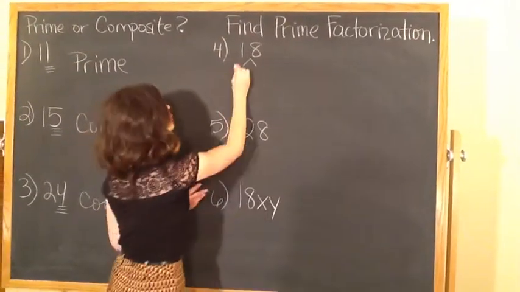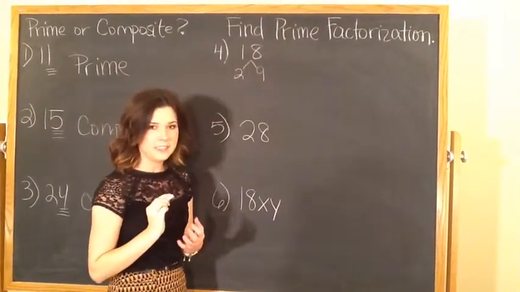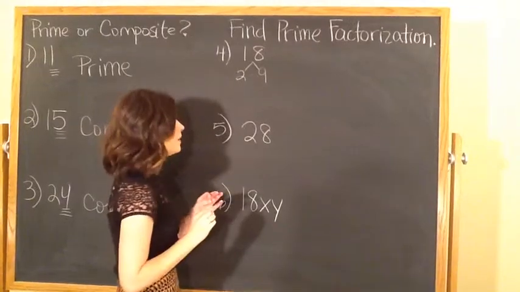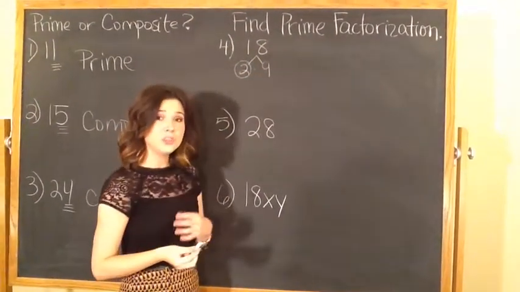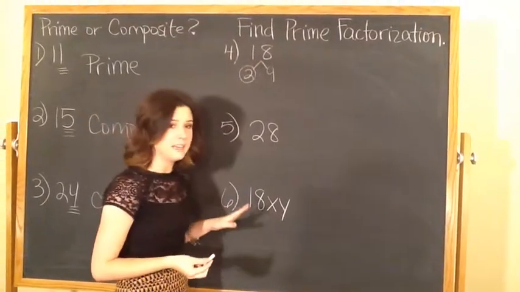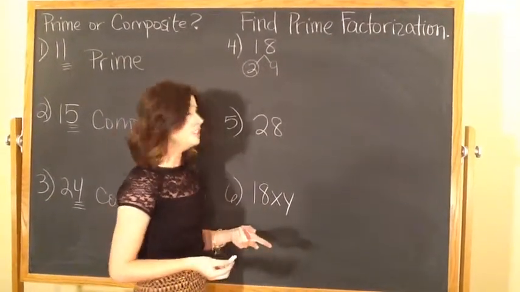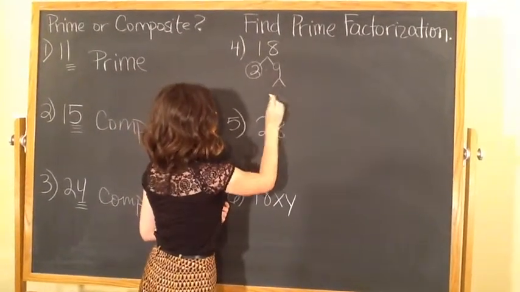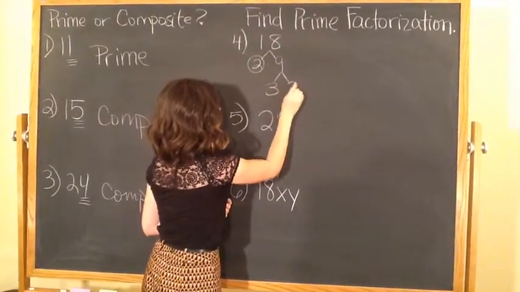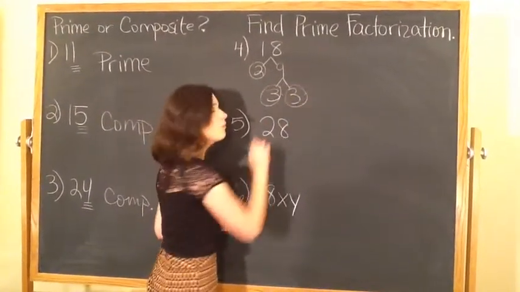I know that 2 times 9 is going to give me 18. Now, one thing that I'm going to do here, I'm going to circle my 2 because 2 is prime, so I do not have to break that down anymore. But 9, we have more than 2 factors. We have 3 and 3. So I'm going to break down my 9 into 3 times 3. I'm going to circle the 3's because they are both prime.